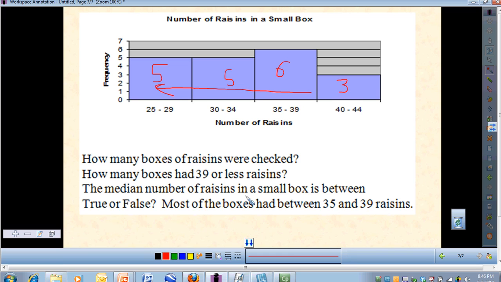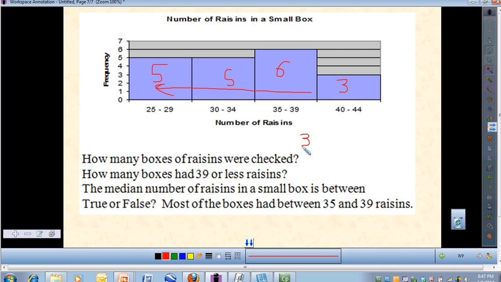Number of raisins in a small box. Never forget to read the title of any kind of graph you're looking at. Number of raisins in a small box. You see the frequency goes from 0 to 7. Before you even start reading the data, you should look at these labels and titles. And the number of raisins is what you're graphing along the horizontal axis, the x-axis.